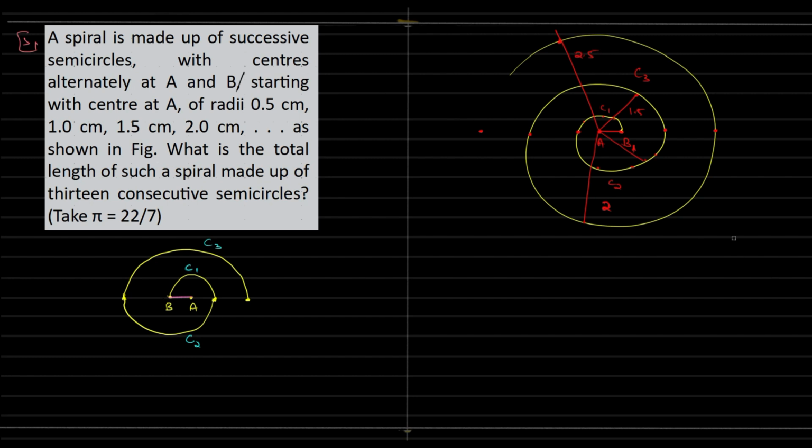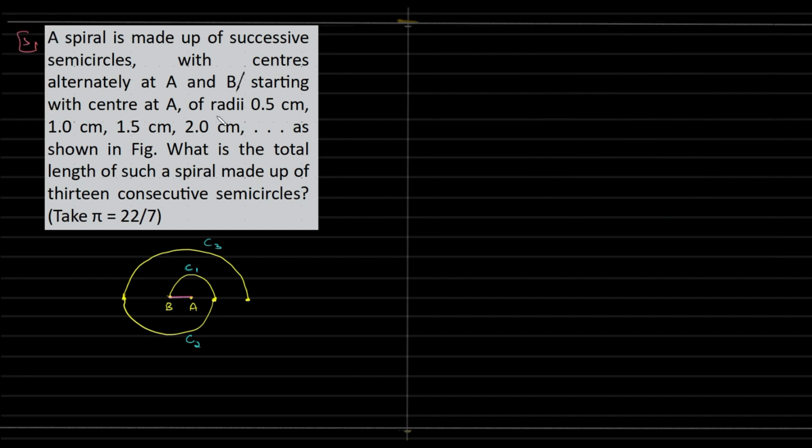Okay. So what is it that they're asking? Well, they're asking what is the total length of the spiral made up of 13 consecutive semicircles. So there are 13 of them. Like here I have shown one more diagram. Semicircle 1, semicircle 2, semicircle 3, like that. There are 13 of them. The diagram will continue. Okay. So how do you calculate it?